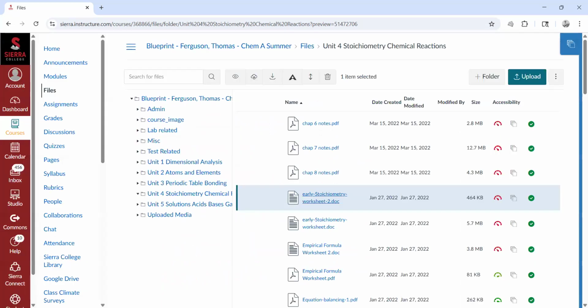Files, unit 4. Yeah, unit 4 used to be the stoichiometry. And I've got to rename all this. The geometry problems, you know, the lab, or the other worksheet that you told us that had the answers.